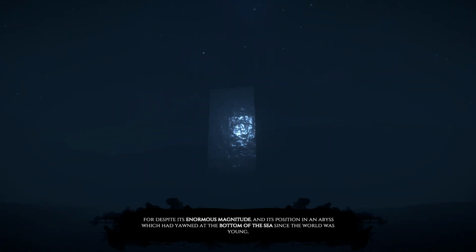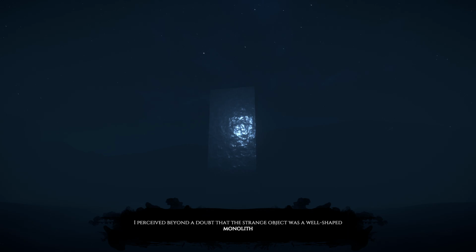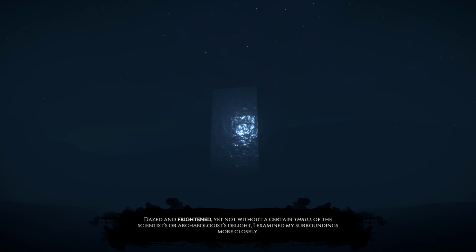For despite its enormous magnitude, and its position in an abyss which had yawned at the bottom of the sea since the world was young, I perceived beyond a doubt that the strange object was a well-shaped monolith, whose massive bulk had known the workmanship and perhaps the worship of living and thinking creatures. Dazed and frightened, yet not without a certain thrill of the scientist's or archaeologist's delight, I examined my surroundings more closely.